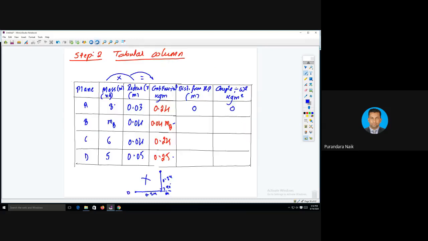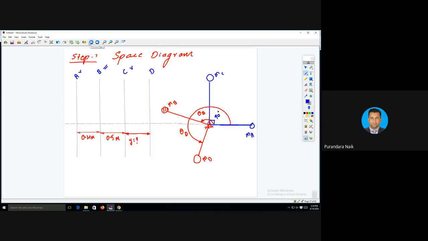Please see here, mass of D is known, but theta D is unknown. So one is known, one is unknown. Here we have two options. One is B, where both are unknown. D has one known and the angle is unknown. Which one is better? Here B is better because both are unknown.